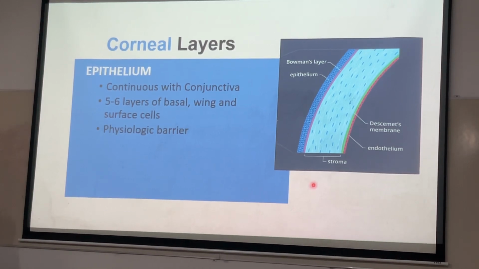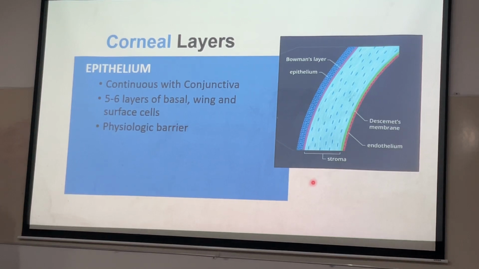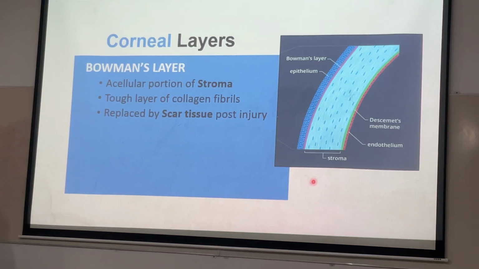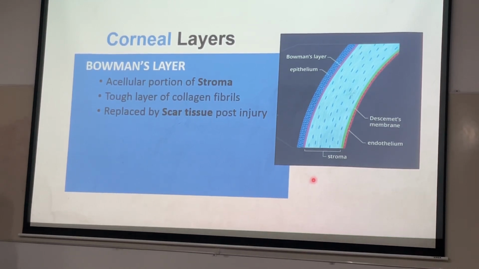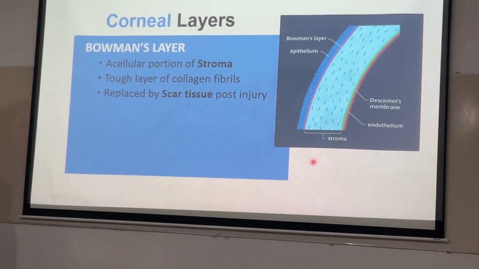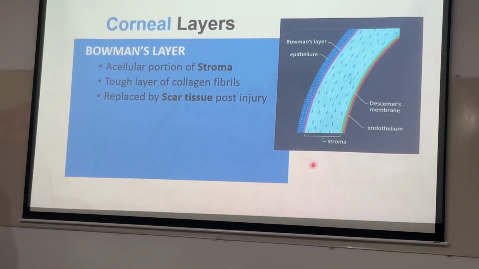The very front layer is known as your epithelium. This is continuous with your conjunctiva. It is composed of 5 to 6 layers of basal, wing, and surface cells, and basically just acts as a physiologic barrier. Behind the epithelium is your Bowman's layer. This is an acellular portion of the stroma, composed of a tough layer of collagen fibrils, and it is replaced by scar tissue if it is injured.